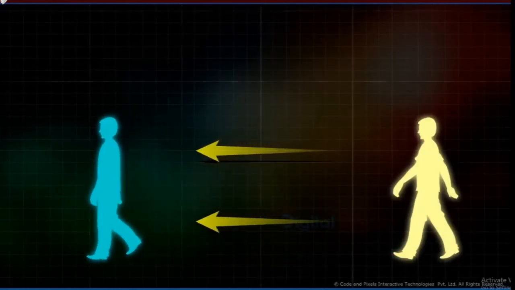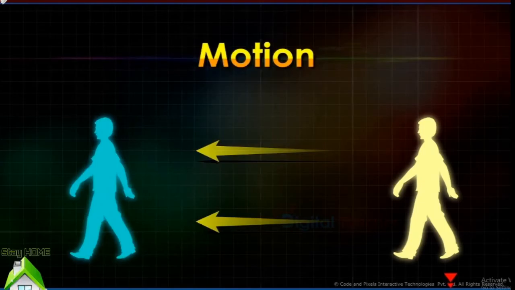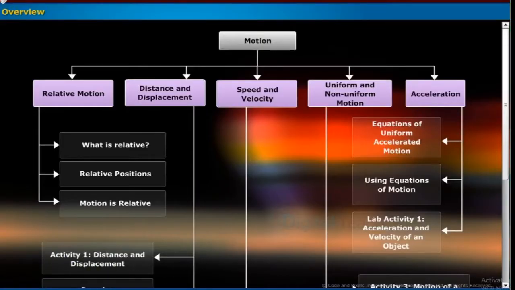Welcome to the chapter Motion. This slide presents the overview of the chapter.